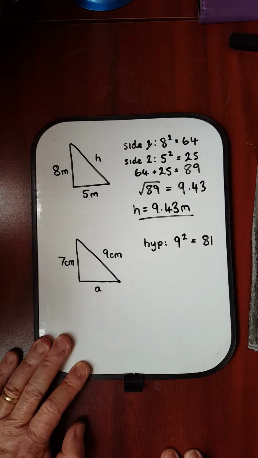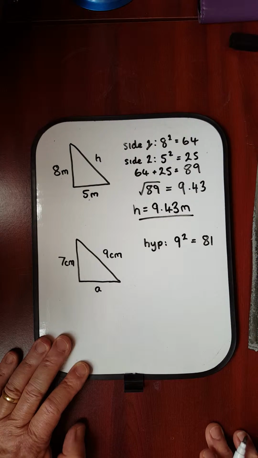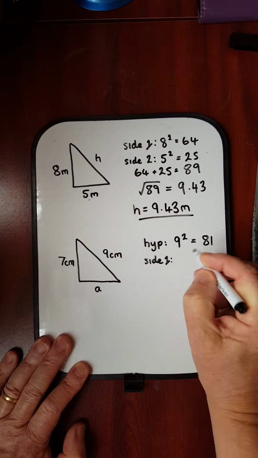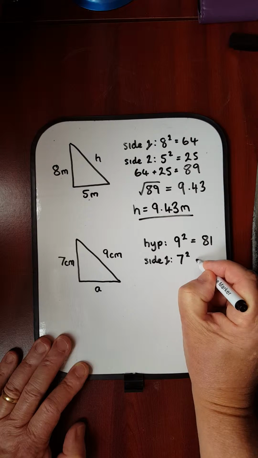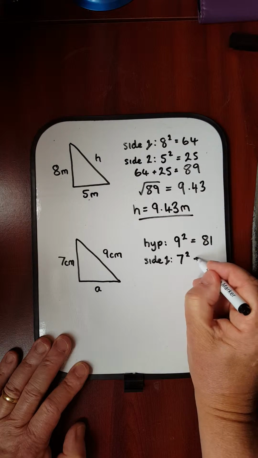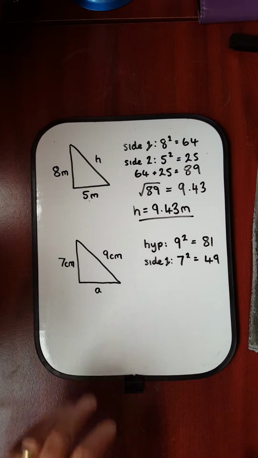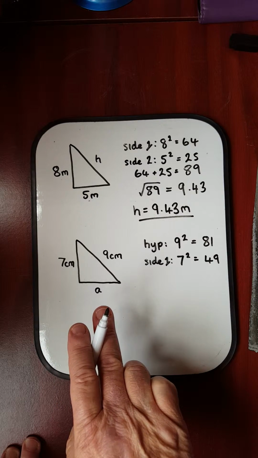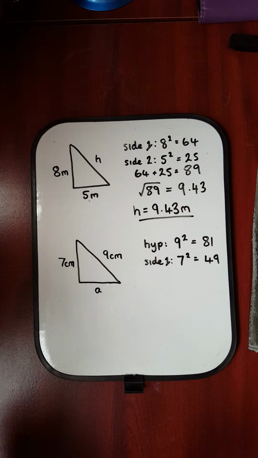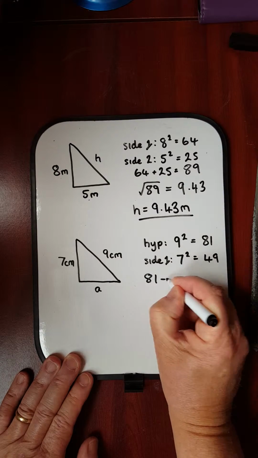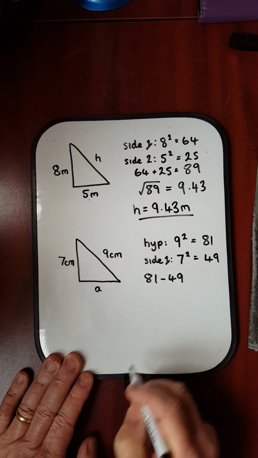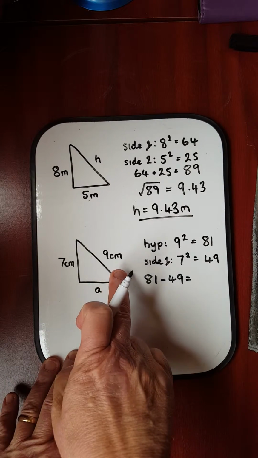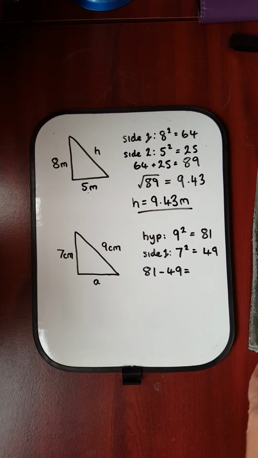Square it. Okay, 9 centimetres squared makes 81. Side 1, which I'll call that one, is 7 squared. 7 squared makes 49. But now, we've got to just make sure we know what we're doing. We're finding a shorter side, so we need a smaller number. So this time it's going to be 81 minus 49. And obviously it's always the big number minus the little number. So it's always going to be the hypotenuse take away the number that's left.